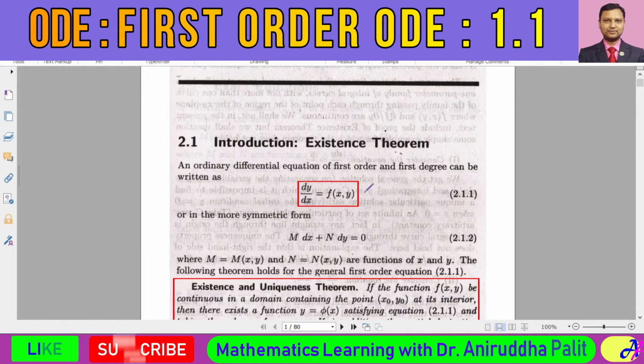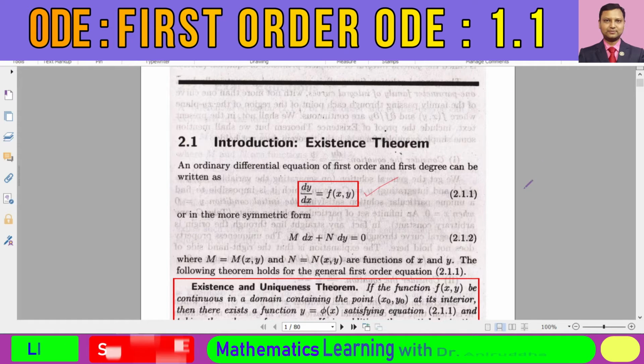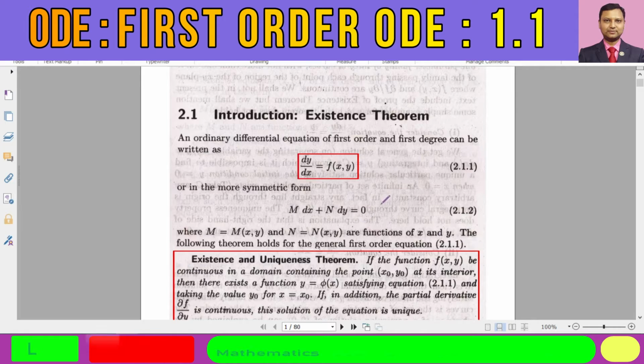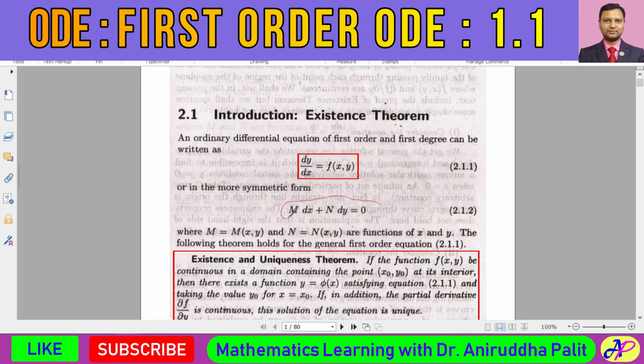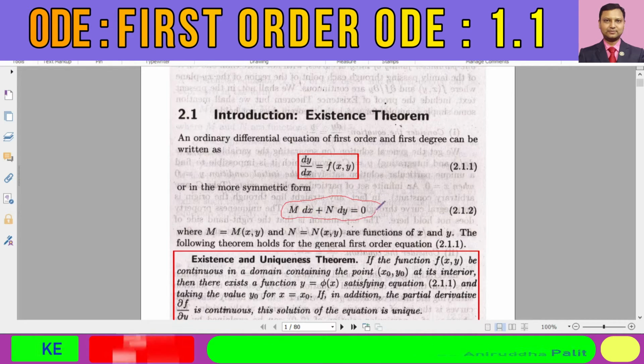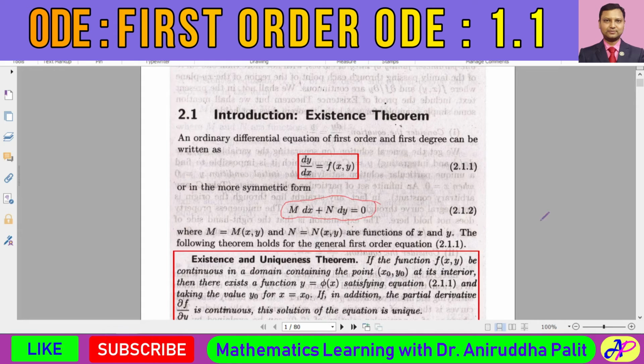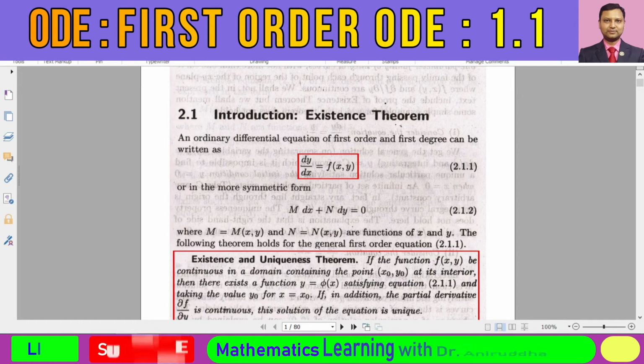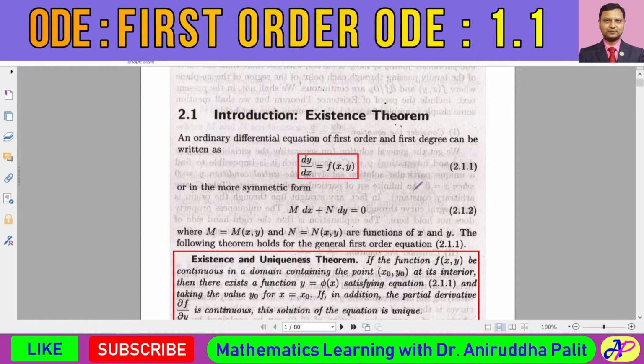dy/dx is equal to f of x comma y. This kind of expression, and sometimes this can also be written in this kind of form: M dx plus N dy is equal to 0. Now the question is, can we always find the solution of this kind of differential equation?